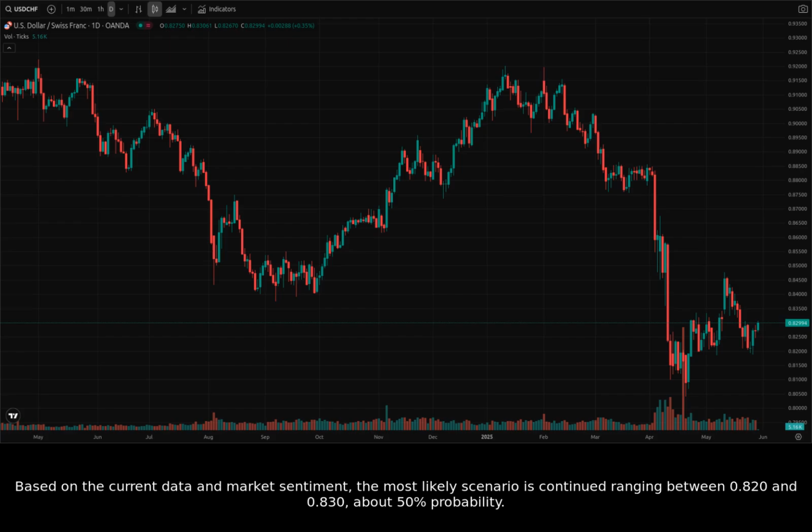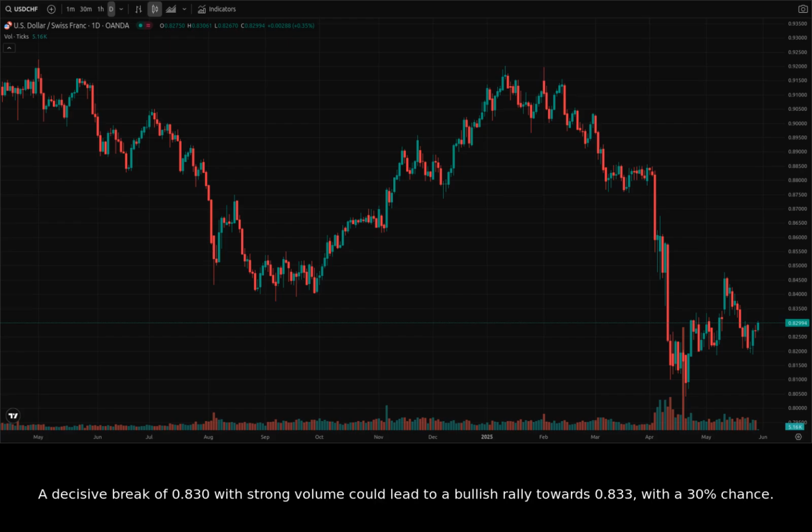Based on the current data and market sentiment, the most likely scenario is continued ranging between 0.820 and 0.830, about 50% probability. A decisive break of 0.830 with strong volume could lead to a bullish rally towards 0.833 with a 30% chance. A break below 0.820 could bring the price down to retest monthly lows around 0.818, with about 20% chance. Monitor these levels closely and adjust your strategies accordingly.